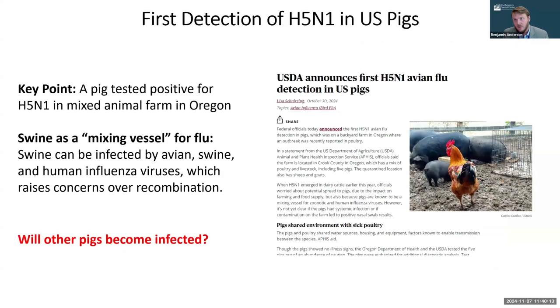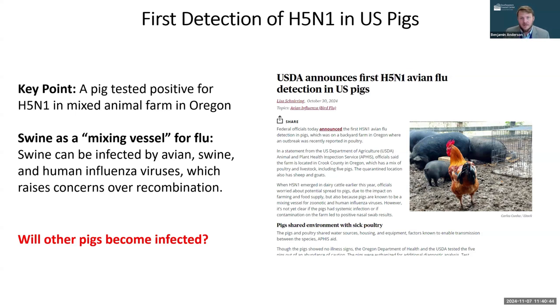And then lastly, a very important event that just happened a week ago, the USDA announced that they had the first infection of H5N1 in US pigs. And this showed up in a farm with mixed animals in Oregon. So that had some pigs, some goats and sheep, and also some poultry. And so the poultry were infected and shown to be infected with H5N1. And then there were some pigs there, one of them showing a positive test for H5N1.